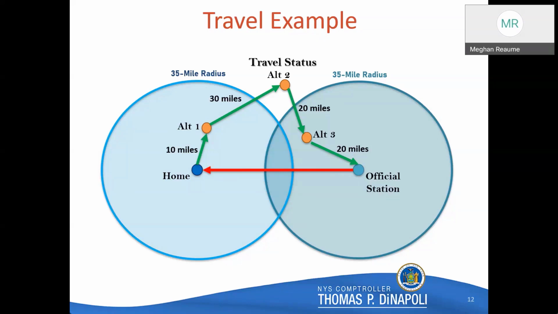The employee can claim the 10 miles from the first leg, 30 from the second, 20 from the third, 20 from the fourth, giving a total of 80 miles times the mileage reimbursement rate. As a reminder, the travel from the official station to home is commuting and is not reimbursable.